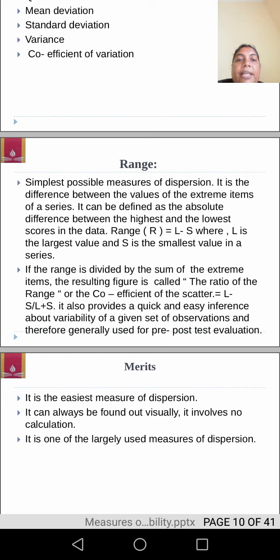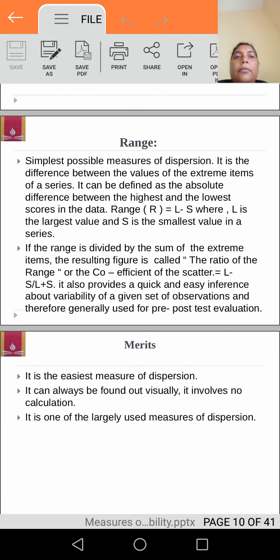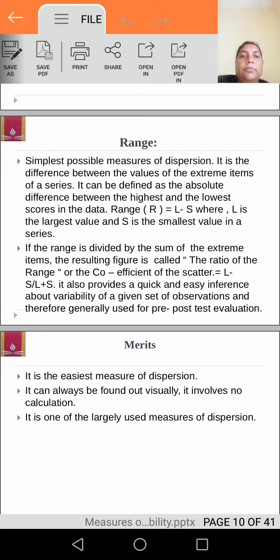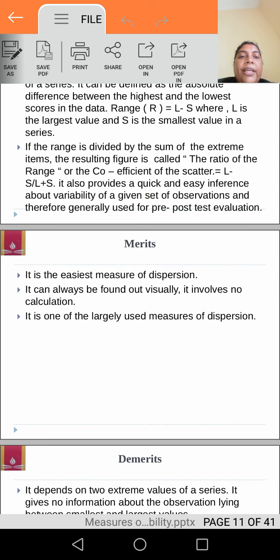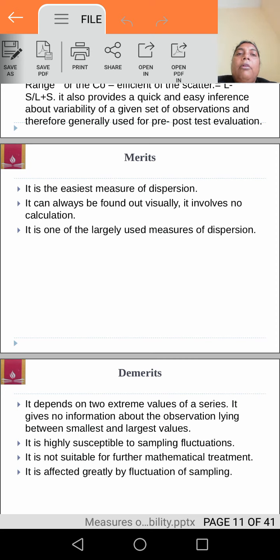If it is divided by the sum of extreme items, then it is known as the ratio of the range or the coefficient of scatterness. It also provides a quick and easy inference about the variability of a given set of observations and is therefore generally used for pretest.